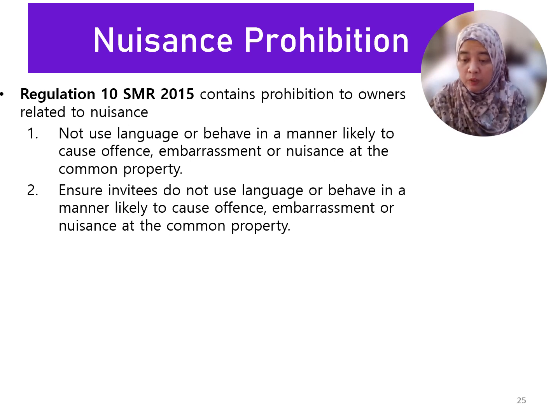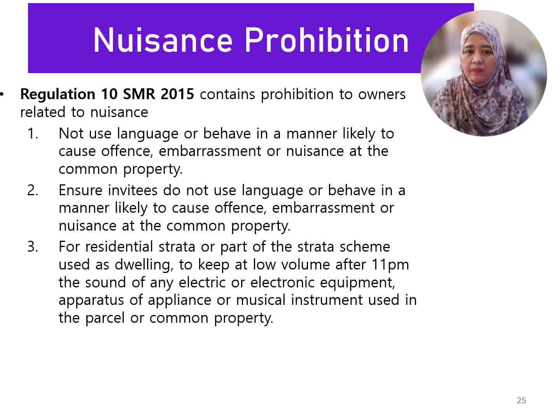Second one, ensure invitees. Invitees are the people who are invited. Ensure invitees do not use language or behave in a manner likely to cause offence, embarrassment or nuisance at the common property. So not just the owner who cannot behave or speak in a way that can cause embarrassment, offence or nuisance, but the invitees too, the people who are invited, sometimes family members or friends who come or want to have a party at the lobby itself, at the common area, near the swimming pool for instance, if there is one. They cannot behave in a way that can cause nuisance.